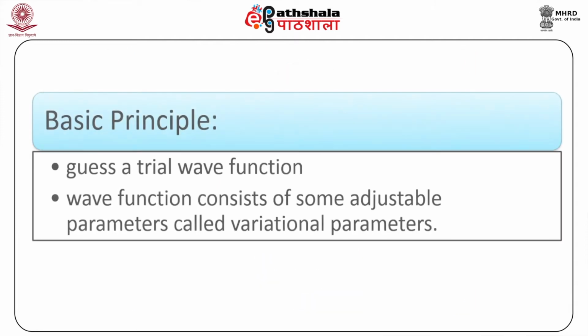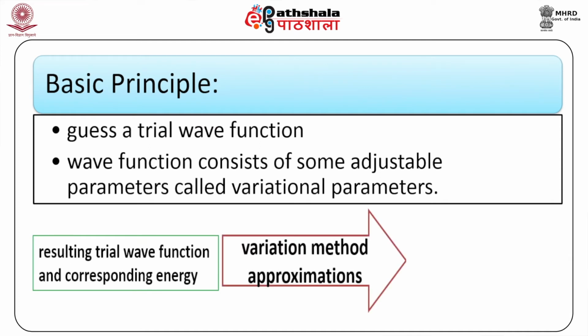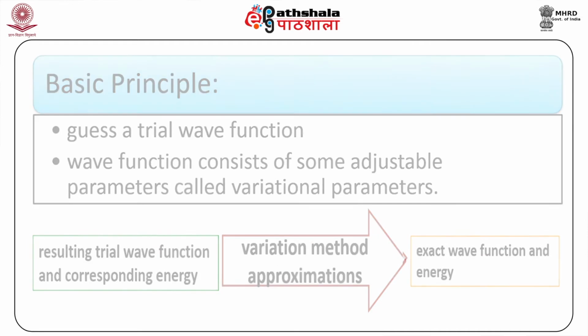problems. The basic principle of the variation method is to guess a trial wave function for the problem, which consists of some adjustable parameters called variational parameters. These variational parameters are fixed to minimize the energy of the trial wave function. The resulting trial wave function and the corresponding energy are variation method approximations to the exact wave function and energy.